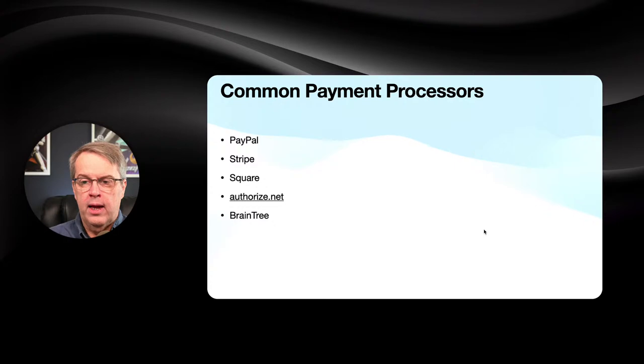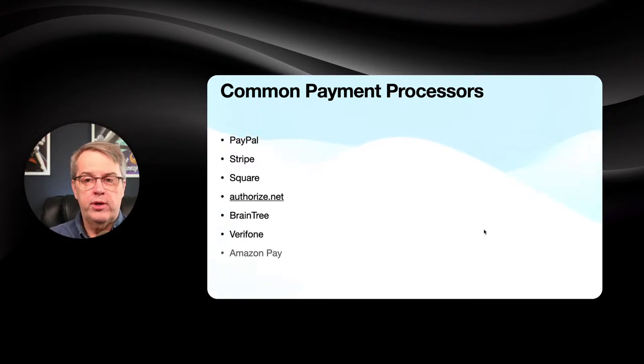Stripe is the one that I use and is very predominant in the US and other places. Square is another alternative. And Authorize.net is an older one, and it's got a lot of history with it. It's one also that I wouldn't avoid today because, in my opinion, it's not as modern as Stripe or Square for some of the things that you want to do. Braintree is another one.